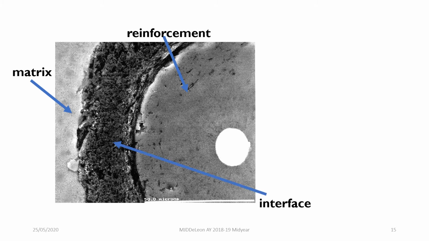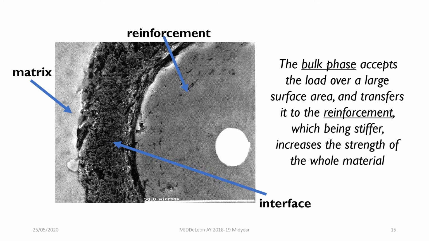So shown here is an SEM of a fiber-reinforced composite. So makita natin yung matrix natin, yung reinforcement, yung fiber, and yung interface nila sa matrix and reinforcement. So in composites, the bulk phase, since ito usually mas marami, this accepts the load over a large surface area and transfers it to the reinforcement, which being stiffer increases the strength of our whole material.